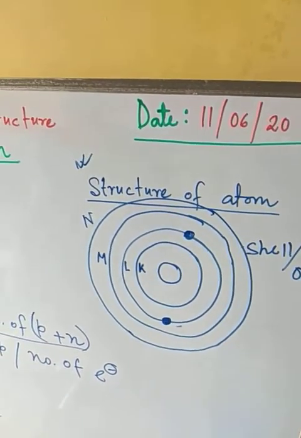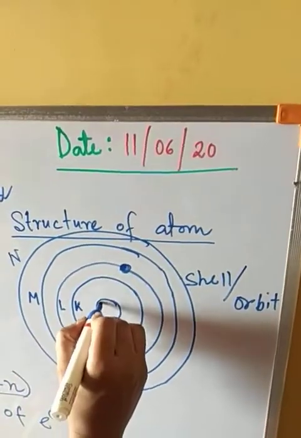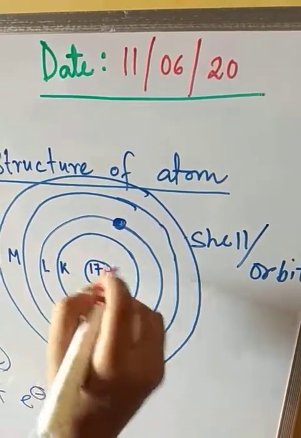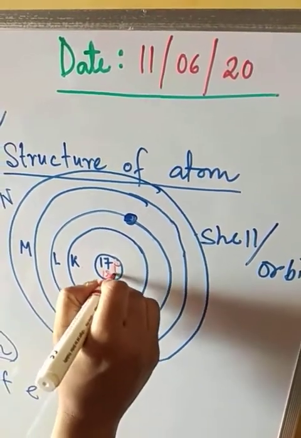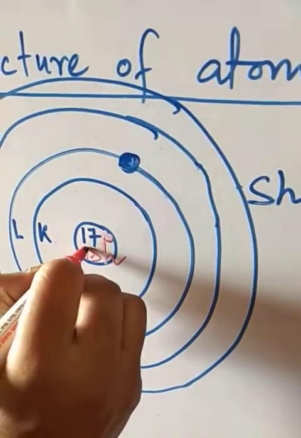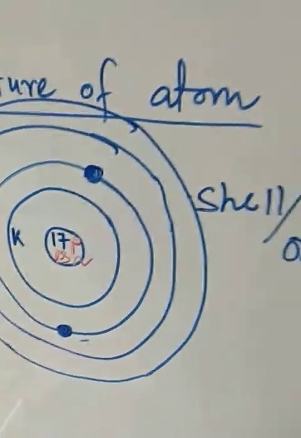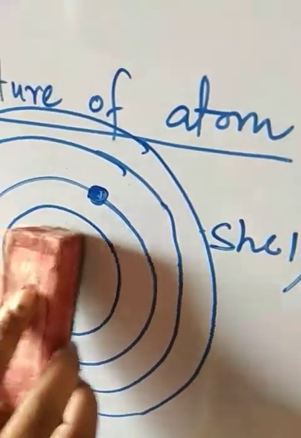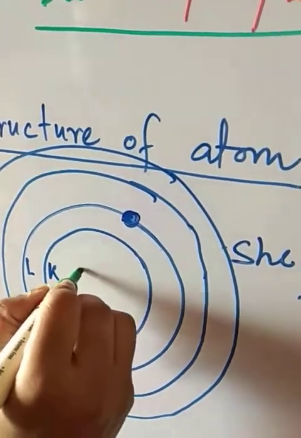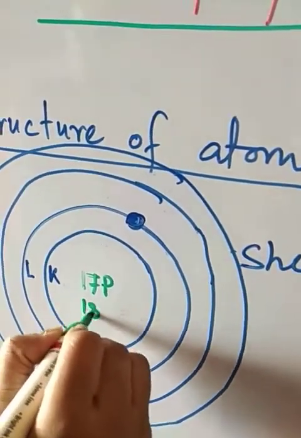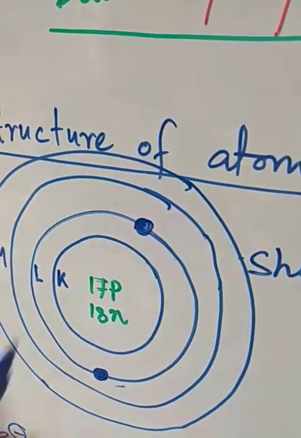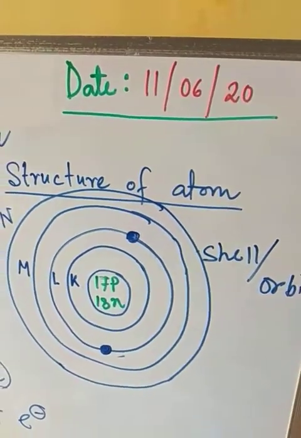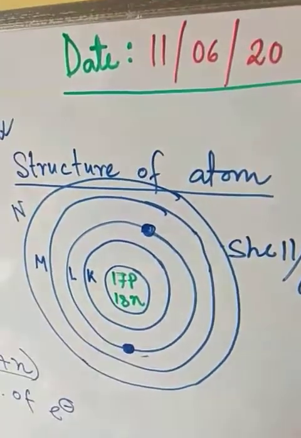Now for chlorine, there are 17 protons and 18 neutrons, at the center in the nucleus, and the electrons are in the shells.